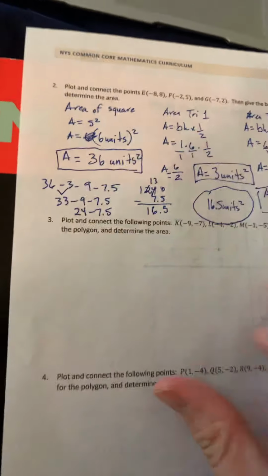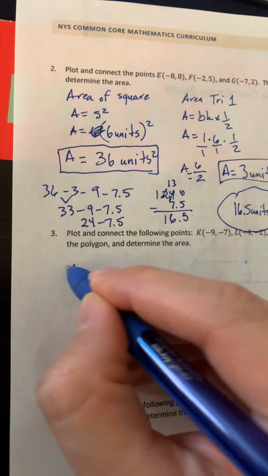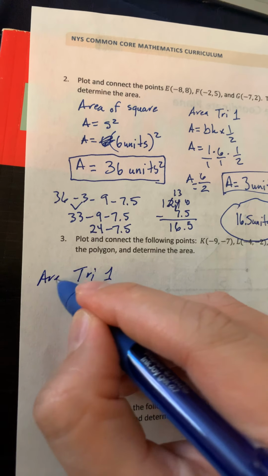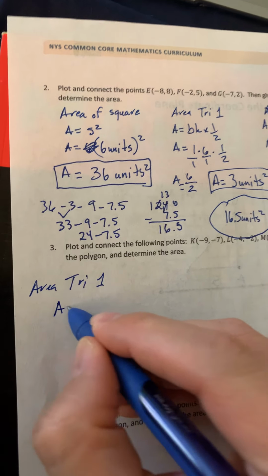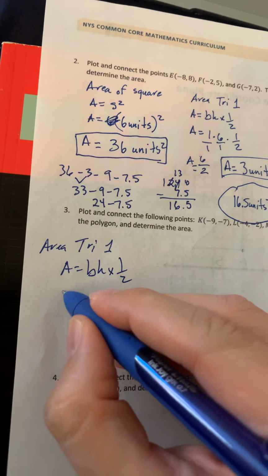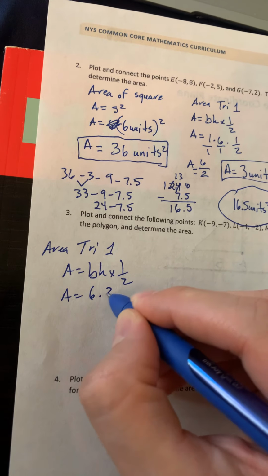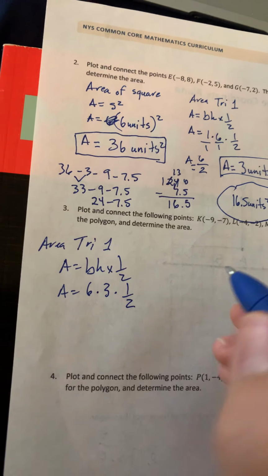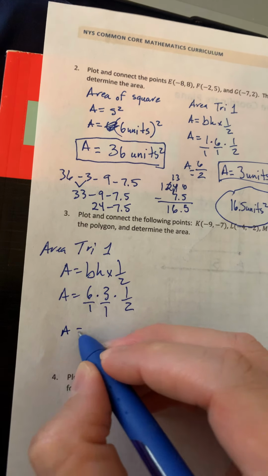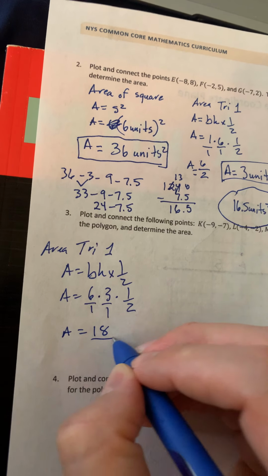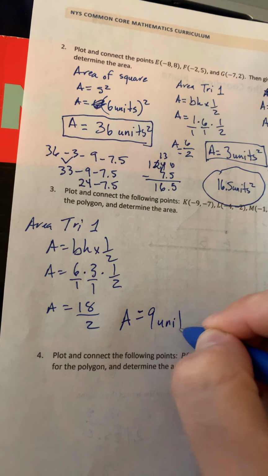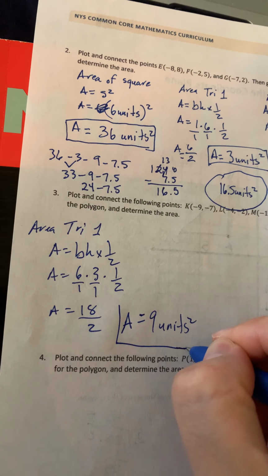So triangle 1 area equals base times height times 1/2. And we said the base was 6, the height was 3, times 1/2. I'm going to make these into fractions and multiply across. 6 times 3 is 18, and that over 2 is 9. So the area of this triangle is 9 units squared.